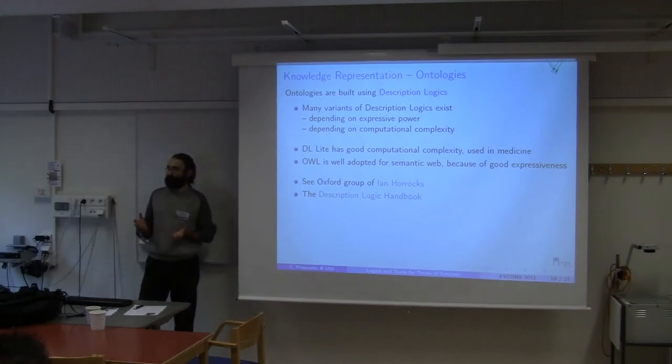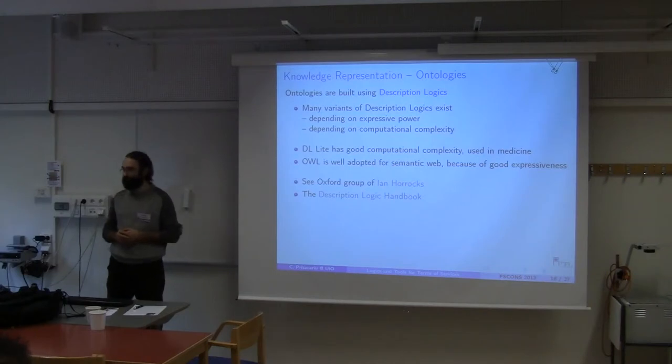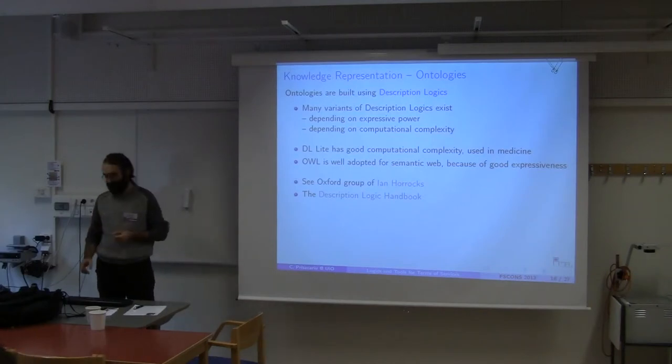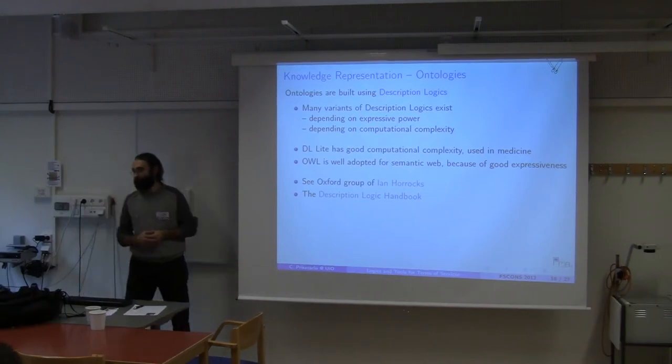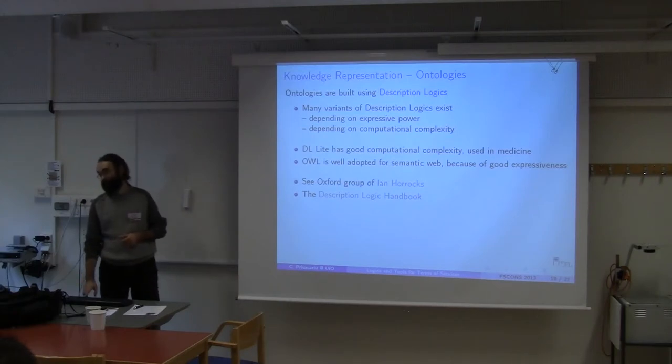In medicine, it seems they are very happy with DL-Lite. DL-Lite has very good computational complexity, it's very low, whereas OWL has good expressiveness. Its computational complexity is a little higher than DL-Lite. These are established fields, so there is a handbook on description logic. And the group of Ian Horrocks in Oxford are doing a lot of work there also, so that can be monitored.